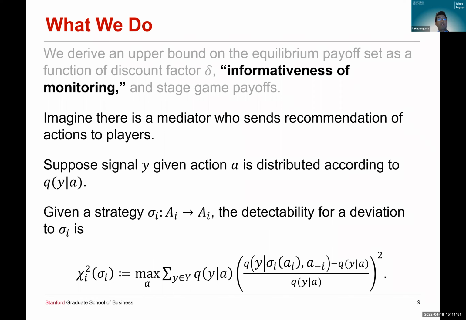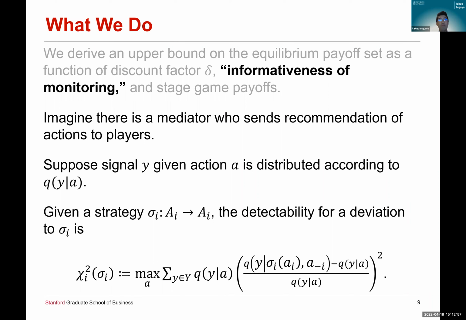Okay. And the informativeness of the signal for a particular strategy. You get a recommendation from the mediator, and you take a particular deviation strategy: given this particular recommendation, I'm going to take possibly another action. So this sigma is a deviation strategy. And the detectability for such a deviation is defined as follows. Supposing that the mediator, after the player decides a deviation, can pick the best recommended action profile to detect such a deviation. So the order is slightly changed now: the mediator knows that this is a deviation, and she thinks about what's the best action to detect it. That's why there's a max over A here. So this action is the best action to detect such a deviation.